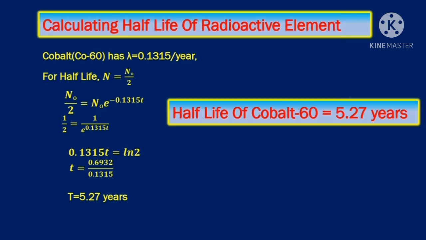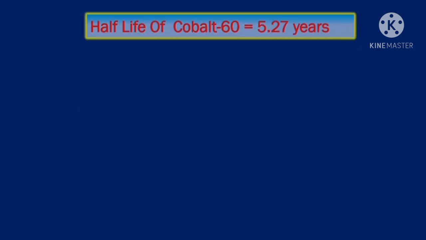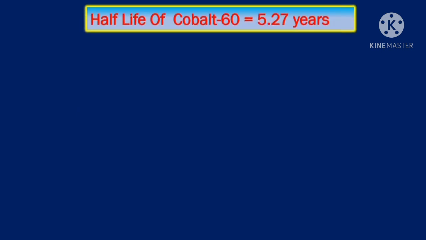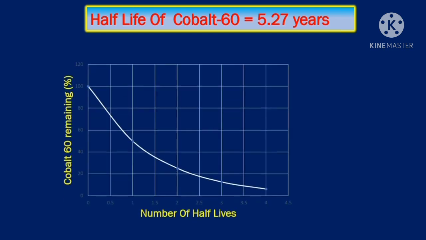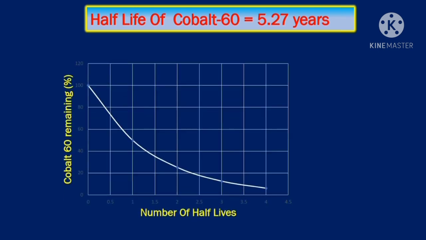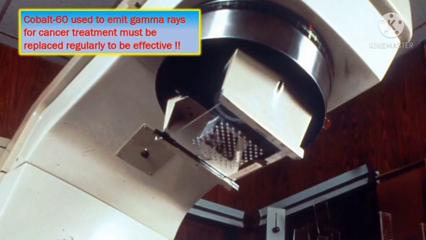This half-life value is of great importance, friends, because it tells us how much quantity of the radioactive element is actually present as time progresses. And as you can see in this graph, the percentage of cobalt 60 that is remaining as time progresses is exponentially decreasing, which means cobalt, which is widely used for cancer treatment, has to be replaced regularly in order to be effective. And for this, differential equations is very useful.